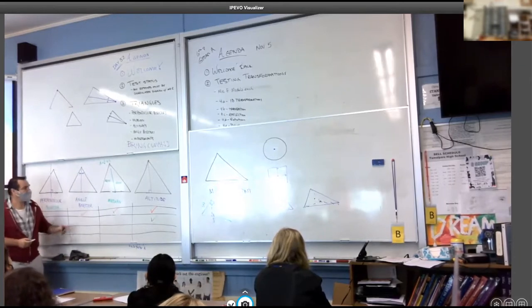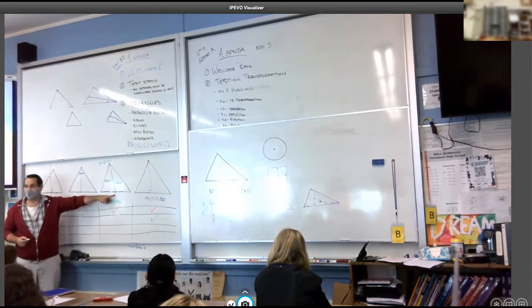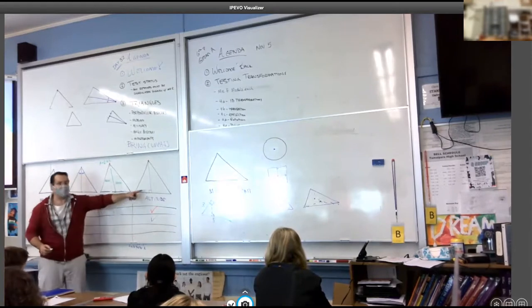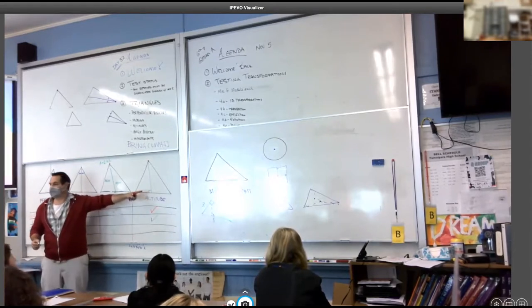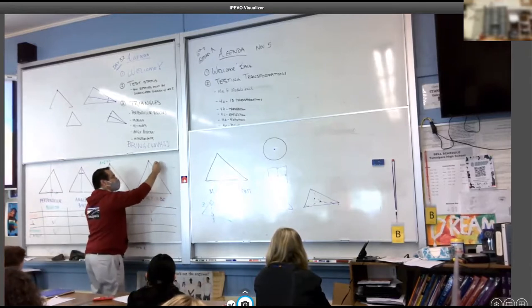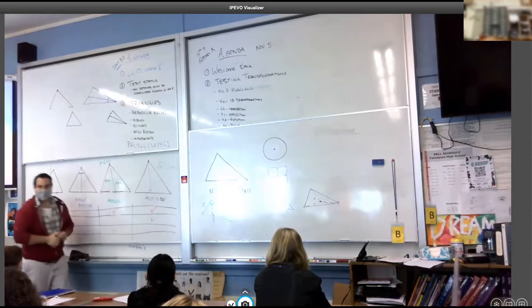What about the median? Yeah, that's what it says. It goes through the midpoint and through the vertex, so of course it goes through the midpoint. What about the altitude? No, because we could have a triangle that's like this, where the altitude is way over here. It's not going through the midpoint.